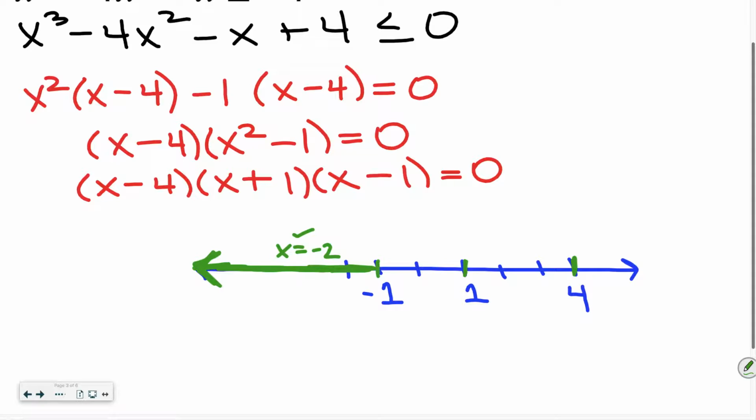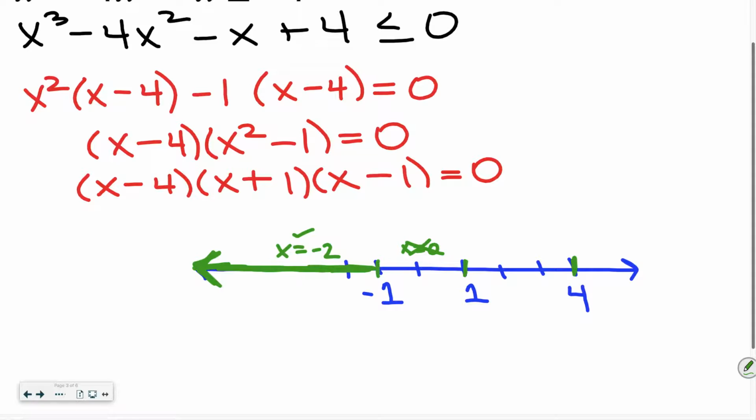Between negative 1 and 0, what would be a good number to choose? Oh, dang it, I just said the answer that I wanted you to say. Between negative 1 and 1, what do you think would be a good one to pick? I was so excited about plugging in 0. When we plug in 0, we get a positive 4. Is that less than or equal to 0? That does not work in our interval. So between negative 1 and 1, we're not where we want to be. Those values are above the x-axis, not below.